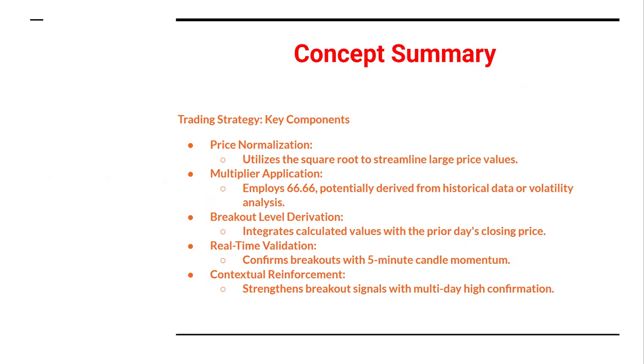Breakout level derivation, how are we going to do that? We are square rooting it, multiplying by 66.66, and then taking the percentage, and the derived value will be added to the previous day closing price. And we will keep the stocks we select in our watch list. You can also create a screener for that. If you create a screener, you can get that type of stocks.